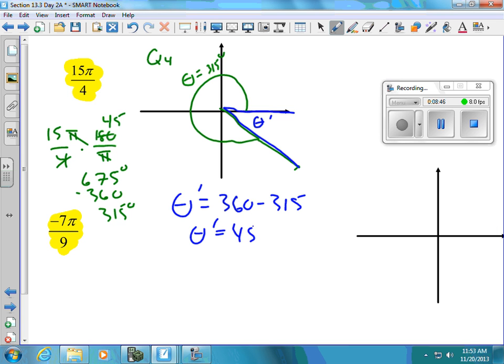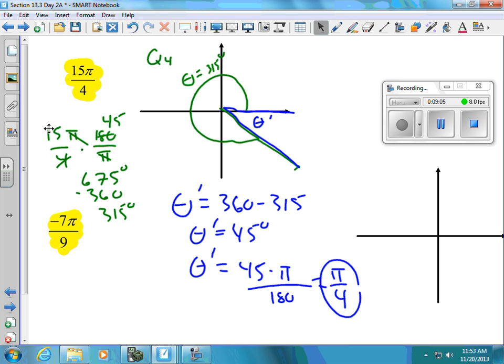Well, remember, they started in radians, so what do you think we're going to have to end up in? You guessed it, radians. So we want to get it back to radians. We take 45 and multiply it by pi over 180. And when we reduce that in our calculator, we get pi over 4 radians. So we can do this with radians or degree measurements.